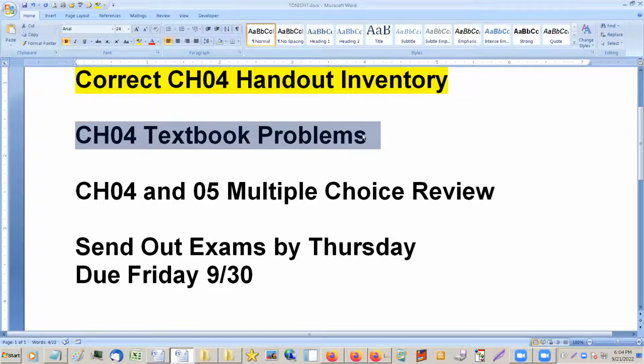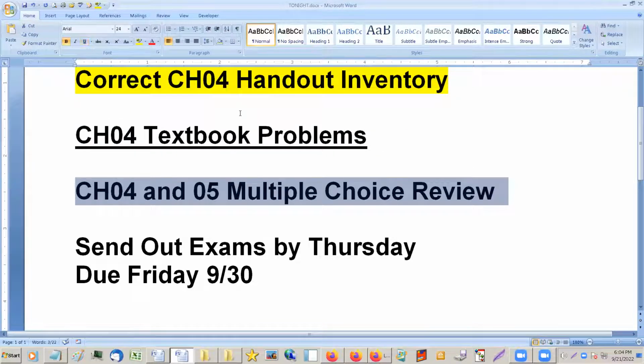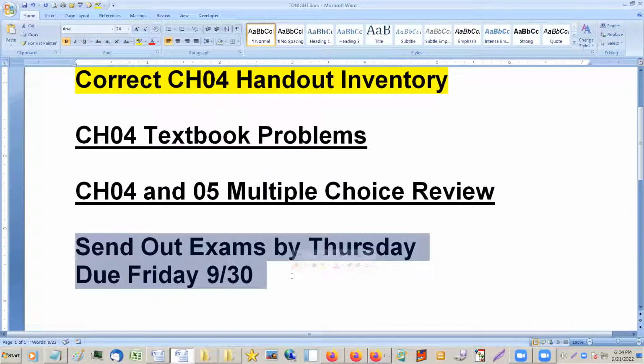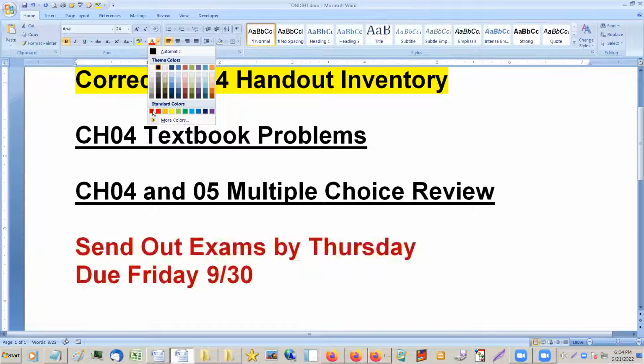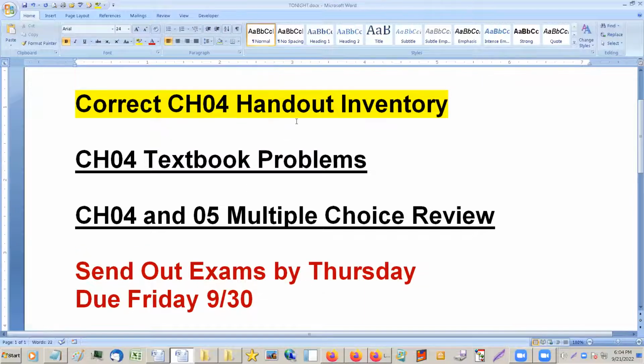Then we're going to start on the Chapter 4 textbook problems. And we're going to do a Chapter 4 and 5 multiple choice review. And then I'm going to send out the exams by tomorrow. They'll be due by Friday the 30th. I might get these out today. I'm trying to get them out tonight, but certainly by tomorrow I'll have the exams out. Okay, questions on that? Do me a favor, pull out that Chapter 4 handout on inventory.